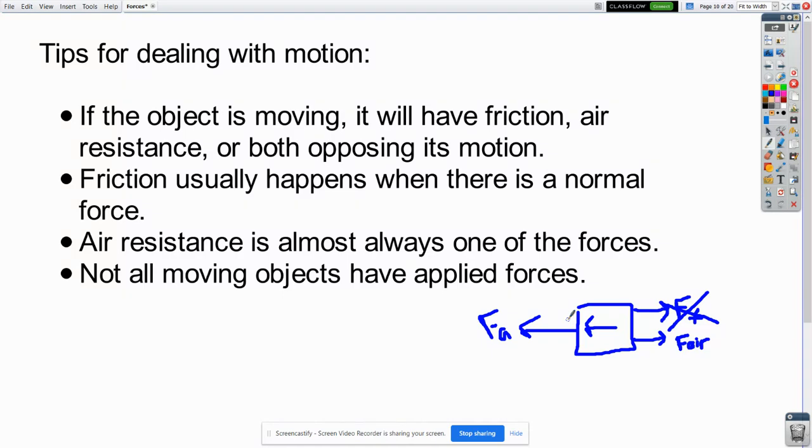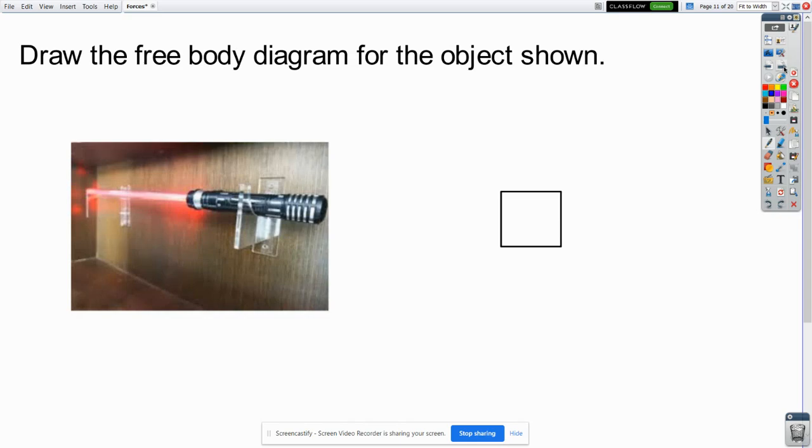It'll continue moving, but it won't have an applied force. So not always there. So let's just draw a couple just to make sure that we can do it.